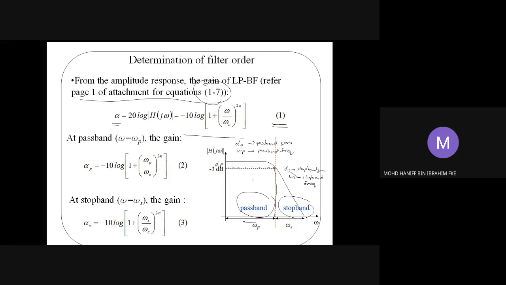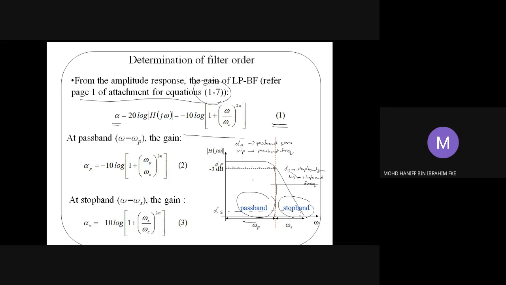Okay, so if we refer to this, we have omega s and alpha s, the stop band gain and frequency. You need to be given these 4 pieces of information in order to design the Butterworth filter. These 4 are alpha p and omega p, which are respectively the pass band gain and the pass band frequency, and also alpha s and omega s, which are the stop band gain and stop band frequency respectively.